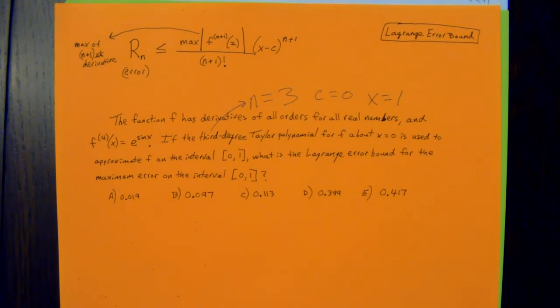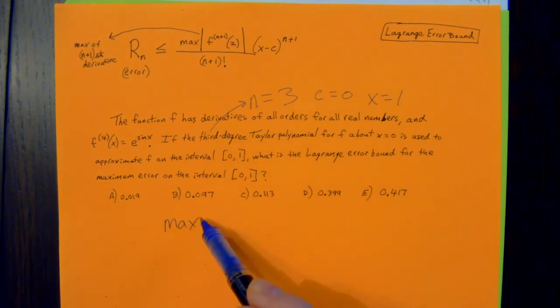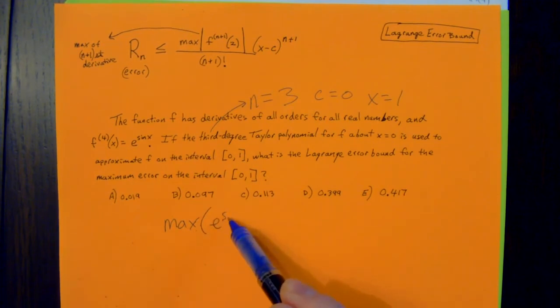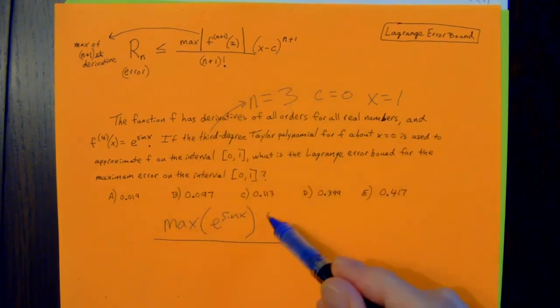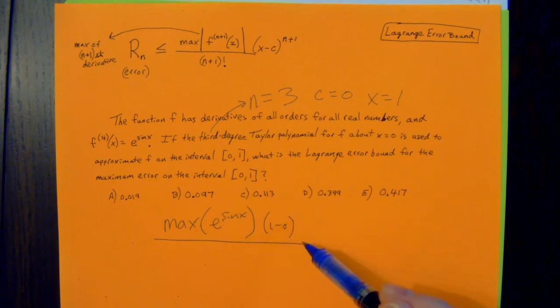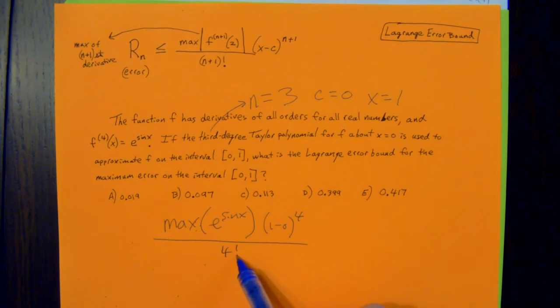So when we apply the Lagrange error bound, we're going to maximize that fourth derivative. So I have to do the maximum of that e to the sine of x. And then you're going to do x minus c to the n plus 1. So your x is equal to 1, your c is equal to 0, and n is equal to 3, so this is going to be to the fourth power. And then it says n plus 1 factorial. So that's 3 plus 1, which is 4 factorial. This part is easy on the bottom. The 4 factorial is just 4 times 3 times 2 times 1, which gives us 24.